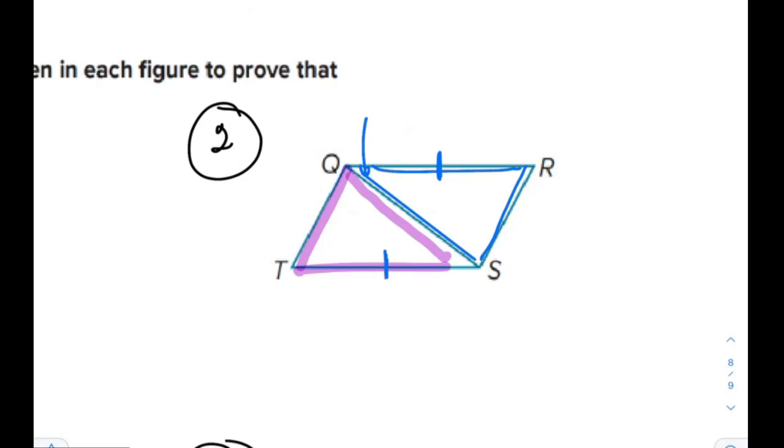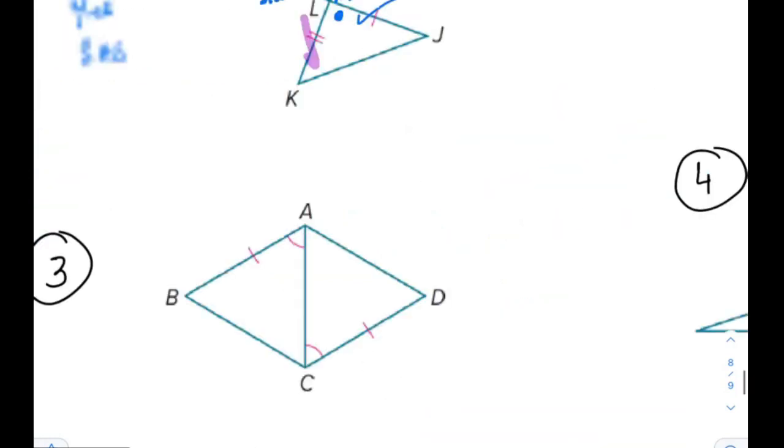We have no extra information. One may tell me, Miss, this is alternate interior angles. I mean, yes, they are, but we cannot say that they are congruent because here we did not know that the lines are parallel. So here the information is not enough. Okay, let's move on here.